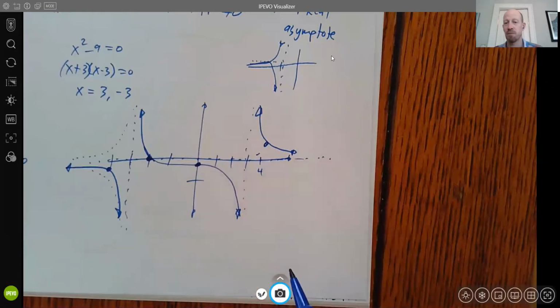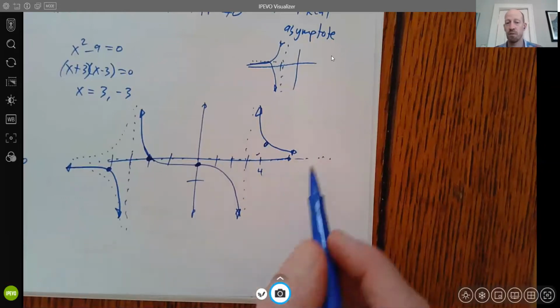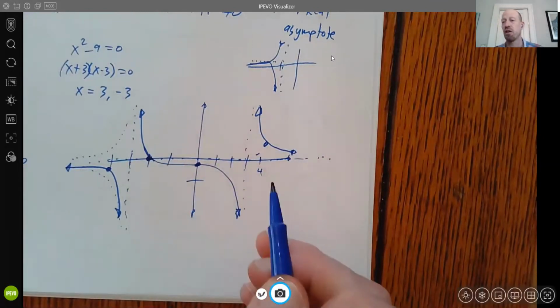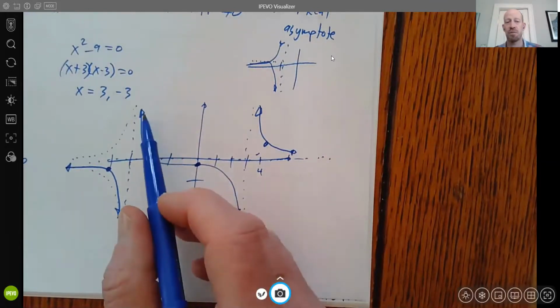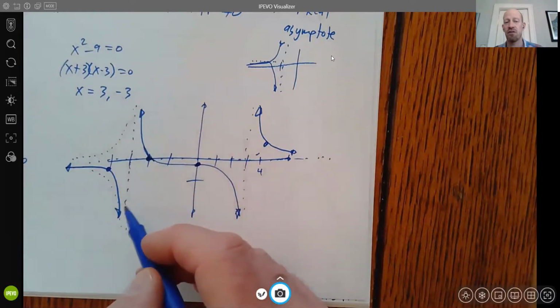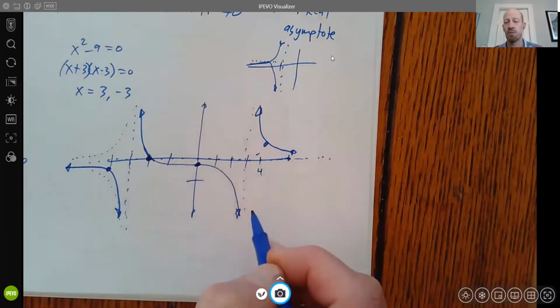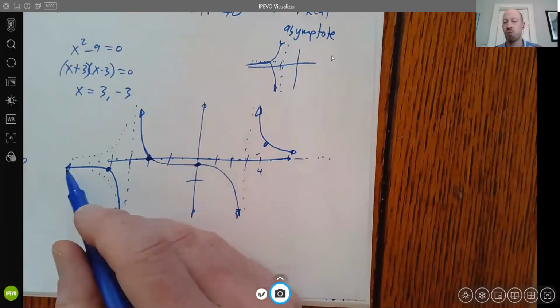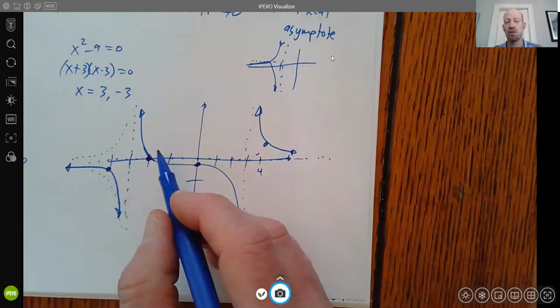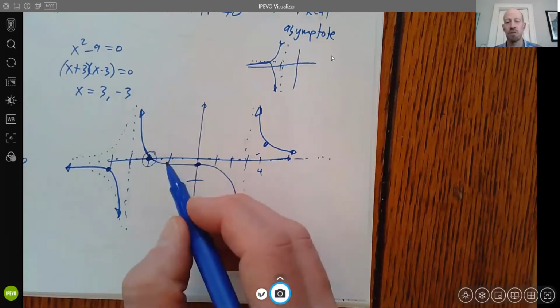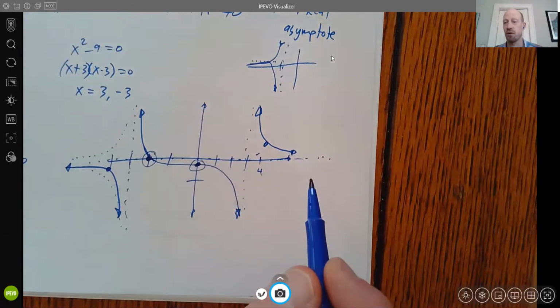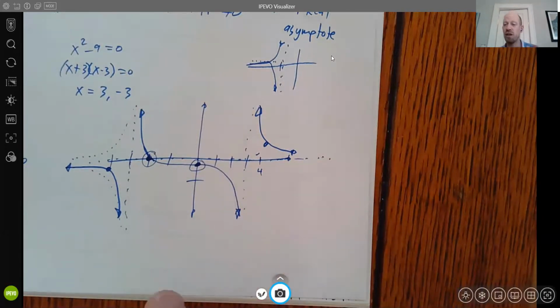That's what gives me this graph. This is the complete graph for us. This shows all of the important information. It shows the behavior at each vertical asymptote. It shows me the end behavior, the horizontal asymptote. It shows me the x-intercept, and as a little bonus, it also shows me the y-intercept. So those are the features that we're looking for.